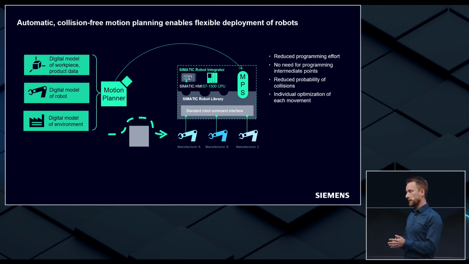There's reduced programming effort, because there's no need to program the via points. There's reduced risk of collisions, because the collision-free motion planning takes care of avoiding collisions, and there's also no need to validate the motions, because the collision-free motion planner, as it is, validates motions for you. And then finally, every single motion is optimized on the fly for the particular target that you want the robot to move to.